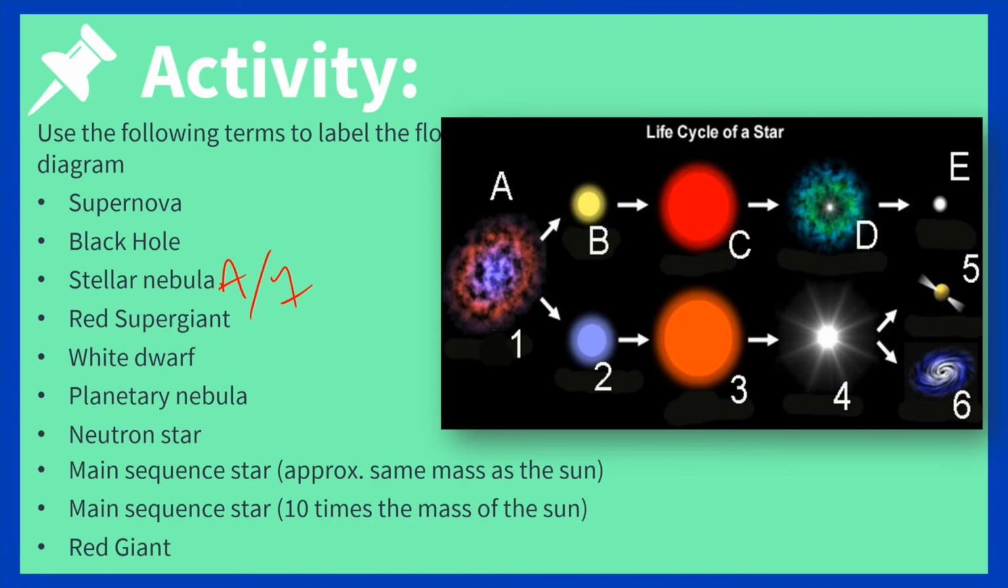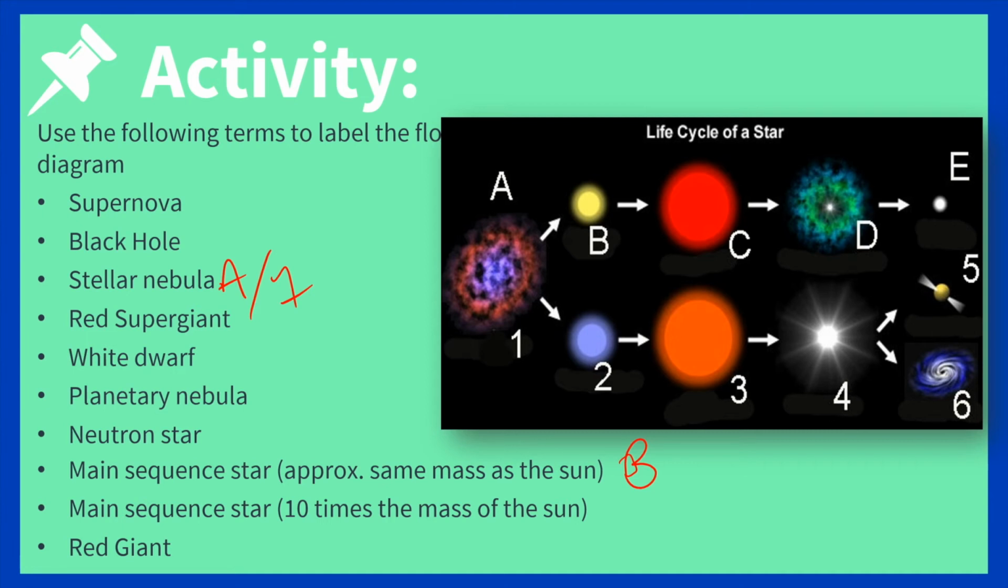If we look right through here, we'll see that there's no point at which it could split and become either a neutron star or a black hole. So this tells me that this is going to be the pathway for smaller stars. So after we have a stellar nebula and our protostar point, we move into main sequence stars. So B is going to be a main sequence star, and because it's on the smaller side, it would probably be the same mass as the sun. So B is a main sequence star that's similar size to the sun. And then we'll go on from that.